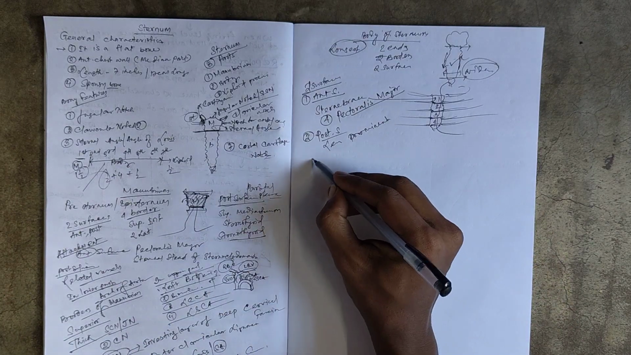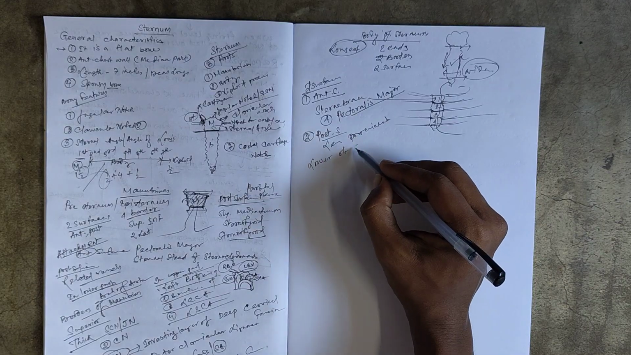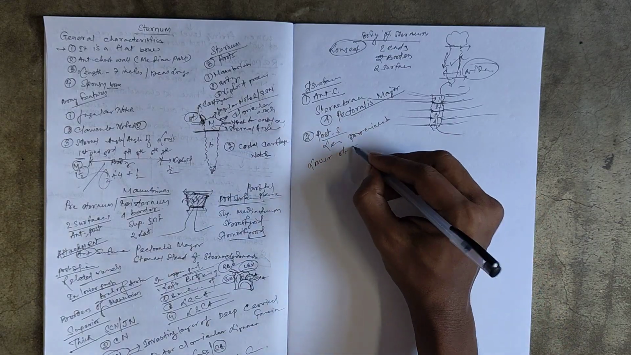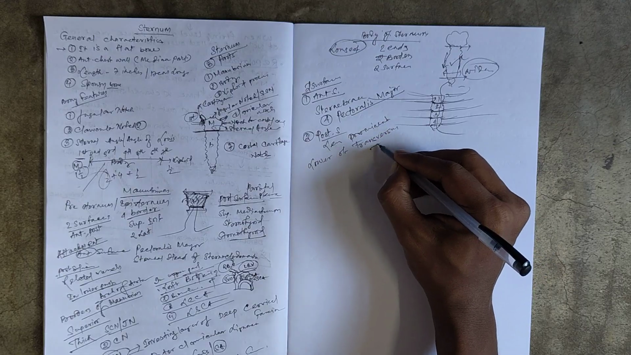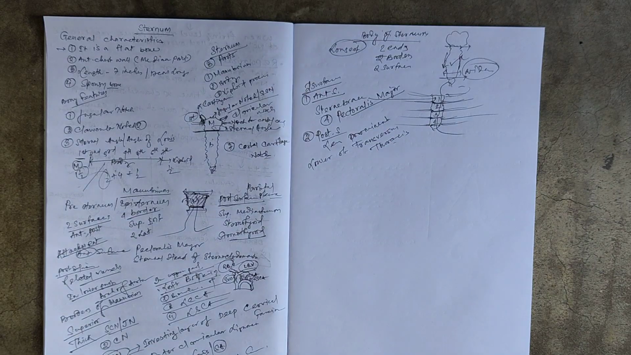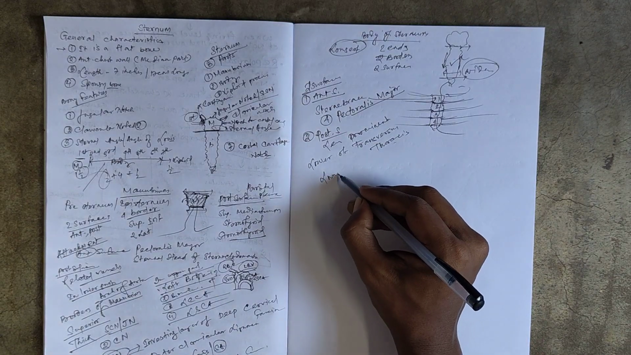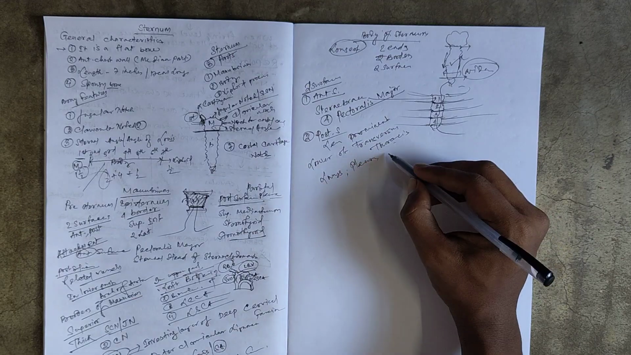And the lower part of this surface gives origin to transversus thoracis. Transversus thoracis. And the posterior surface is related to lungs, pleura, and pericardium.